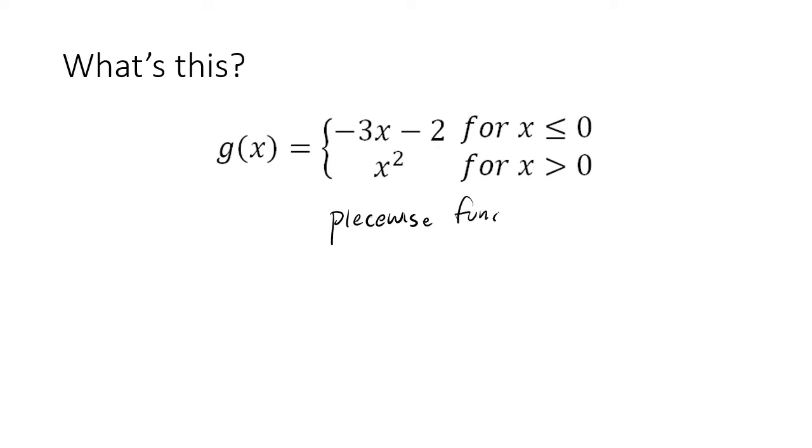It's basically a function where one type of thing is happening for some part of the domain, and then another type of thing is happening for the rest of the domain. Or you could have more than two different pieces. You could have many of them, so different things are happening throughout the domain of the function.